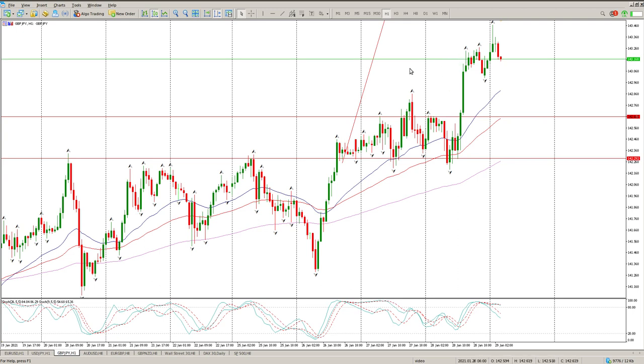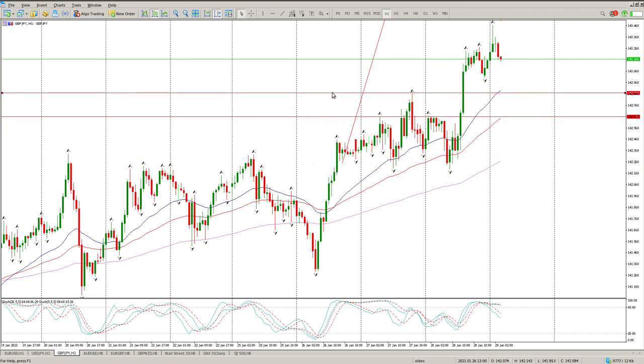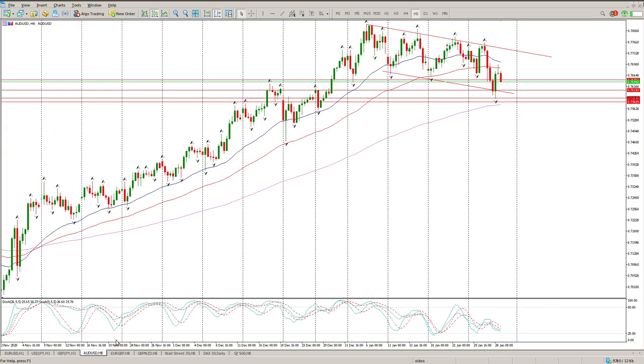Looking for pullbacks, and all you can do right now is just move your levels up. This level stays 142.652, and you have another level here of 142.869. So I would wait for pullback structure and then look to buy and go with that trend as well.